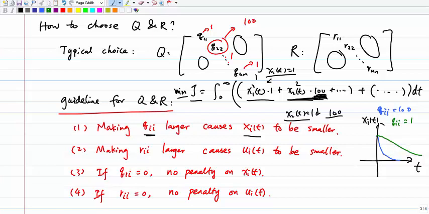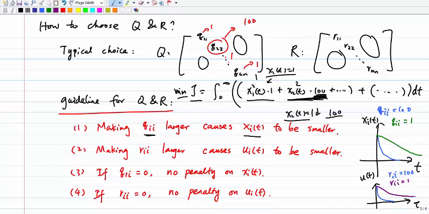Similarly for u(t), this is my u_i(t). If you have R_ii, let's say 100, you will see u drops really fast. If you have R_ii equal to 1, you can probably see something like this. You probably have larger input because you don't penalize it too much.